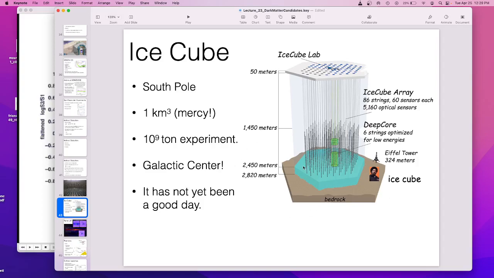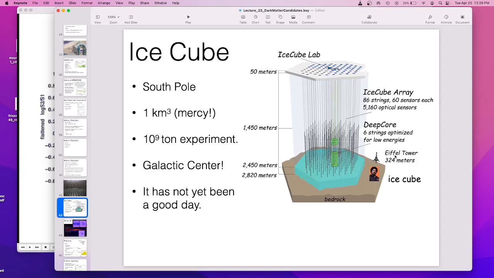Why do we need a huge detector volume? Because we need to be able to detect the thing. So we need to detect the photons. So the more interactions that you have, the more likely you'll see stuff. The larger the actual volume you have, the more likely you'll see stuff. So we have a huge ton of ice.